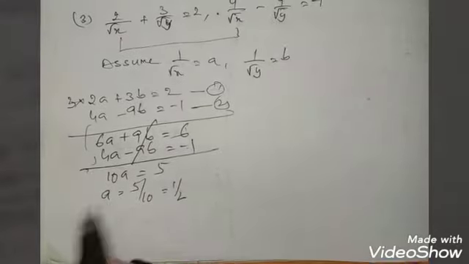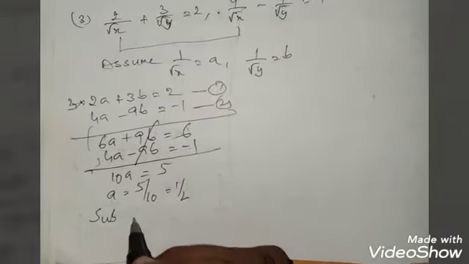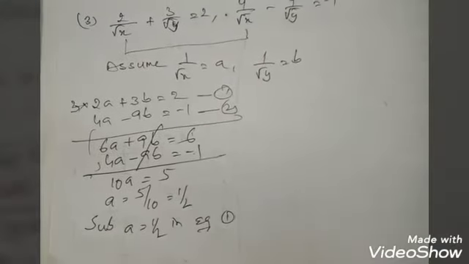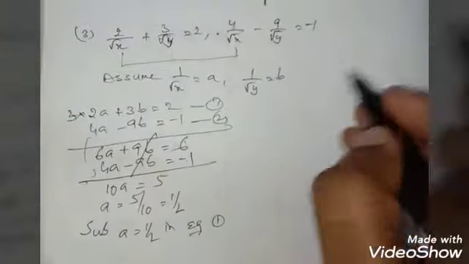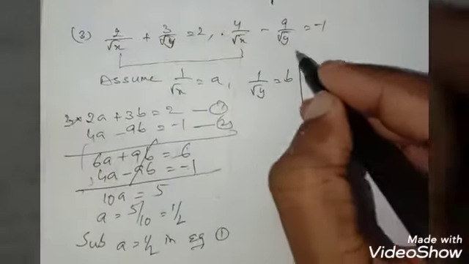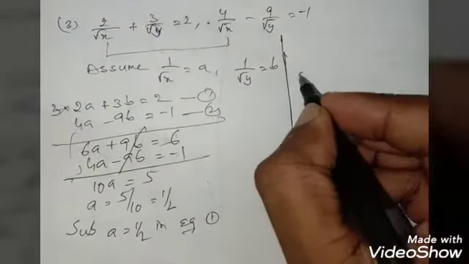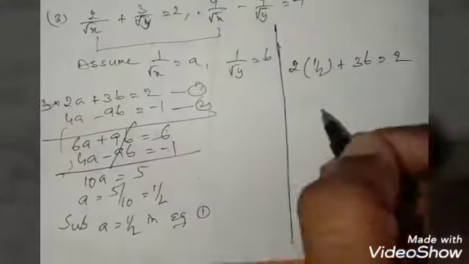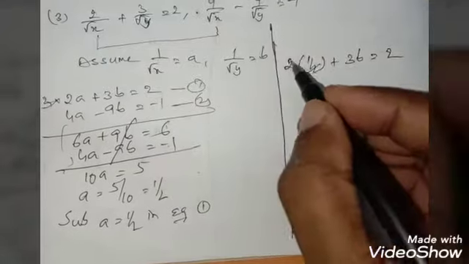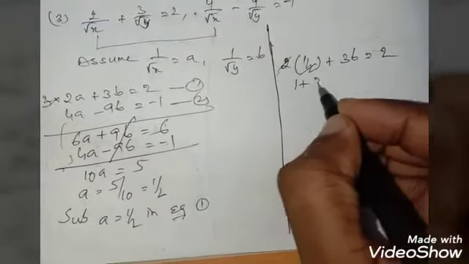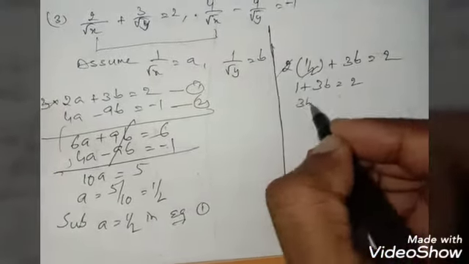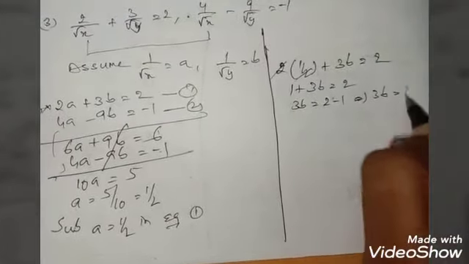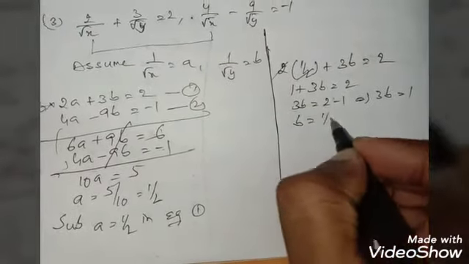So after getting the value of a, you have to substitute a is equal to 1 by 2 in equation number 1. Now if I substitute in equation number 1, what will you get? You'll get here 2 times 1 by 2 plus 3b is equal to 2. Right. Now here I can cancel the 2. You'll get 1 plus 3b is equal to 2. So 3b is equal to 2 minus 1. So here 3b is equal to 1. So b is equal to 1 by 3.